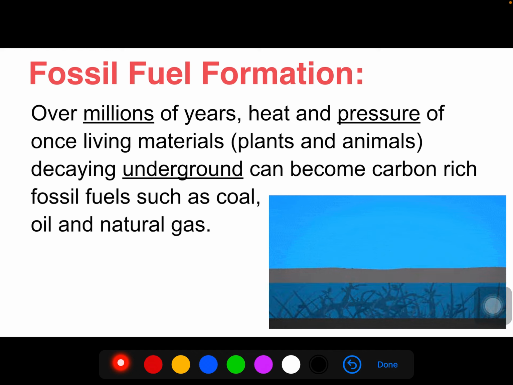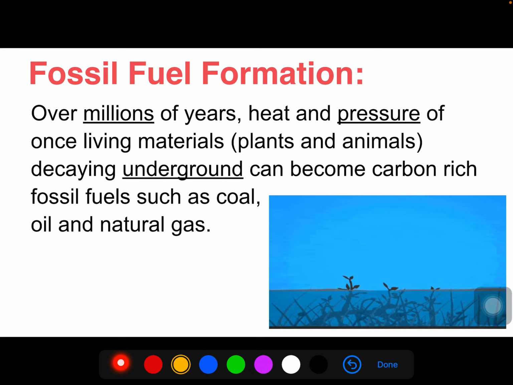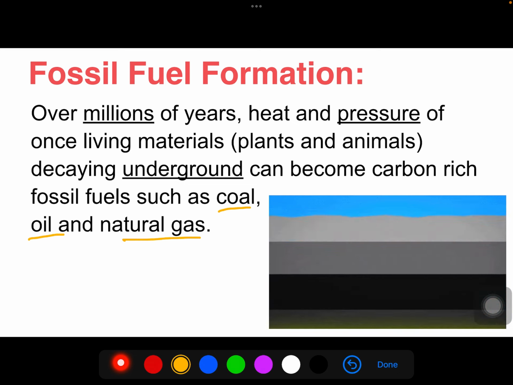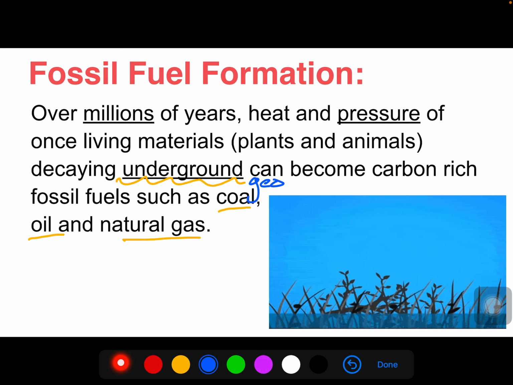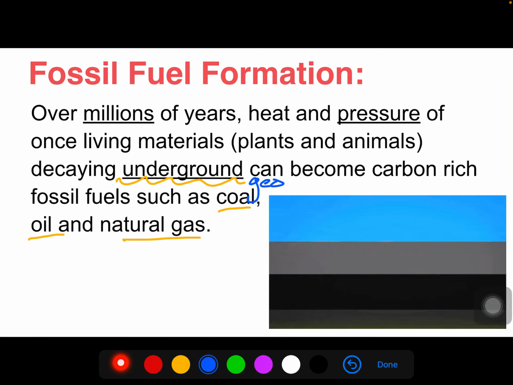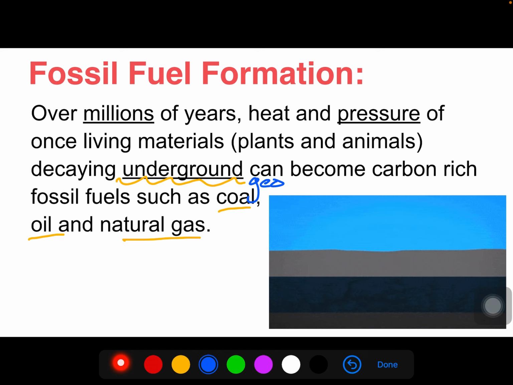Fossil fuel formation. Fossil fuels are our main fuel source for Earth. Thinking about coal, oil, and natural gas. We find all of those underground, so that means we're thinking about the geosphere for fossil fuels. We know that it takes millions of years for once living things like plants and animals to decay, break down, undergo heat and pressure, and become fossil fuels.